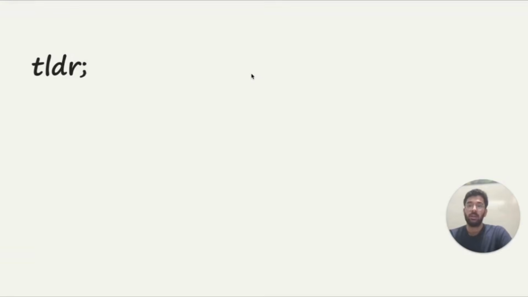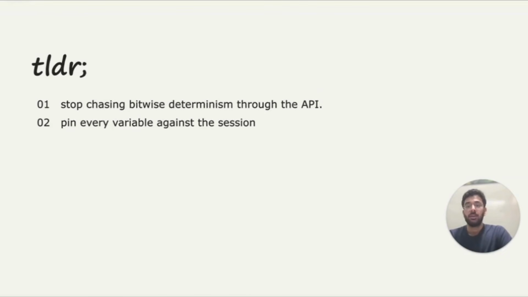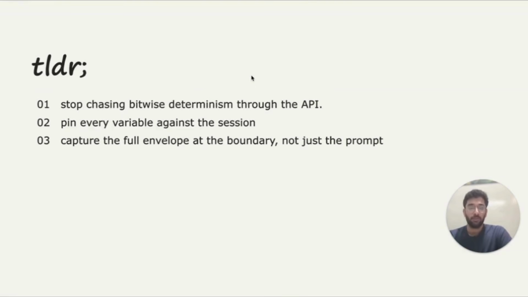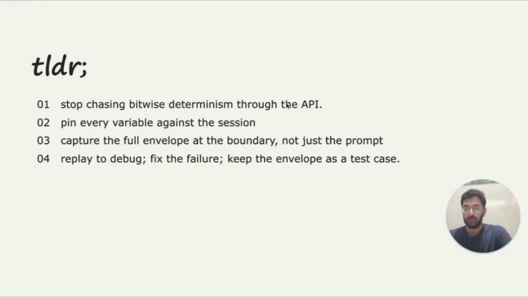Now at this point, I want to talk about the key takeaways. First, stop chasing bitwise determinism through the API. The fundamental principles on which the APIs are built today do not make this possible. Second, know what are variables for your session, for example, your LLM version or your build ID or your RAG chunks, and make sure that you are logging these. Third, capture the full envelope. Don't focus on just the prompt. There are a lot more ingredients that go into that final response.